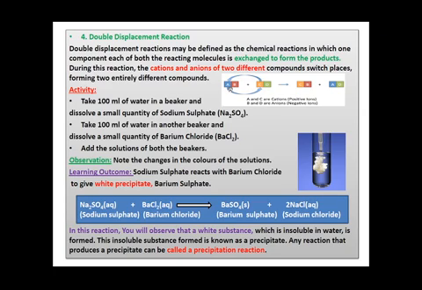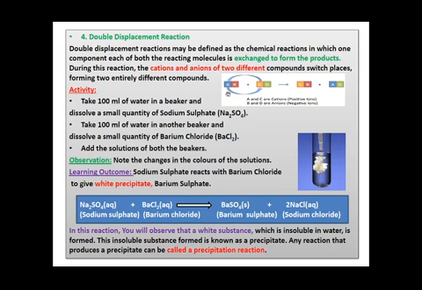Switching is taking place. These are the two compounds, two reactants, and here you can see that switching of cations and anions has taken place. It is clearly shown here. So two displacements are taking place here. Let us understand this reaction by an activity.